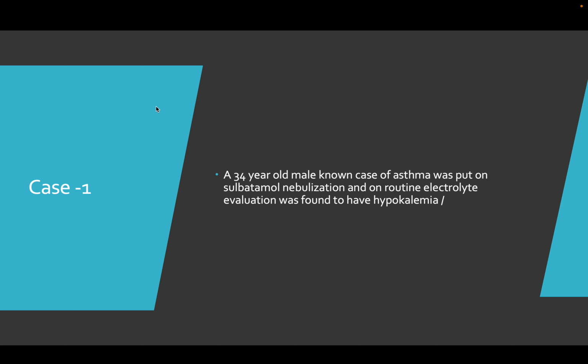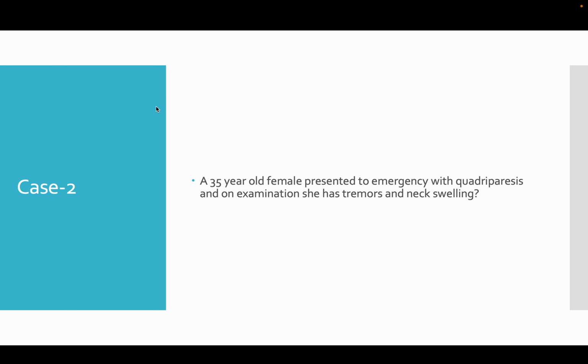The major things you need to remember: salbutamol and insulin therapy are the most common things we see in our day-to-day practice which can cause it. Then theophylline is one more thing that can cause it. So these are the things you need to remember when you are dealing with hypokalemia. The other drugs that can cause renal loss of potassium, I'll explain later in the later case discussion.